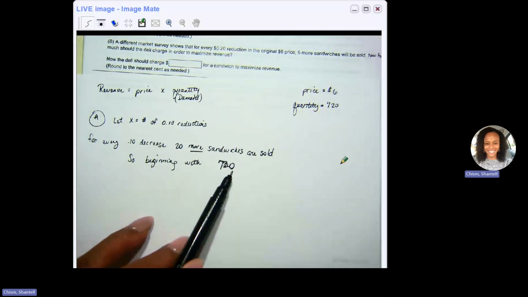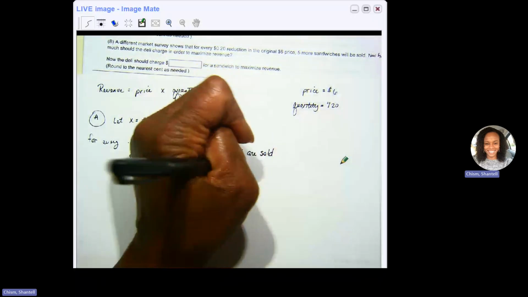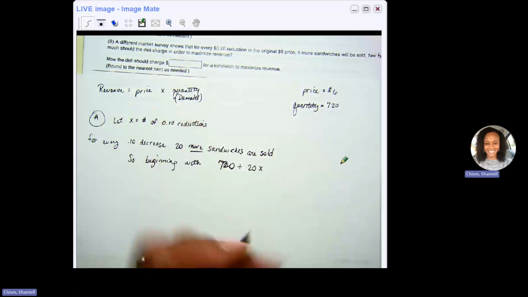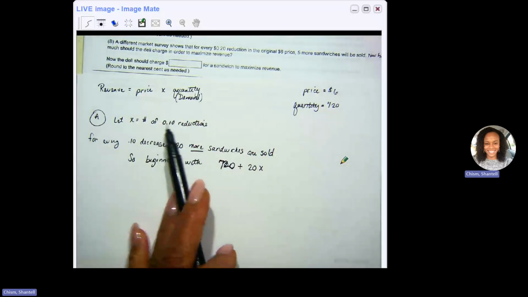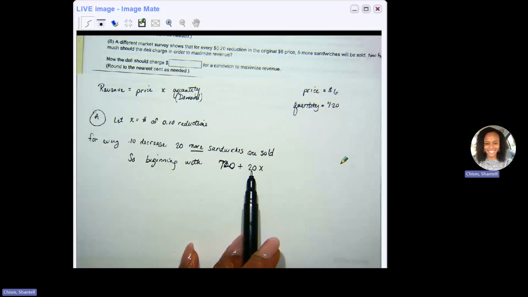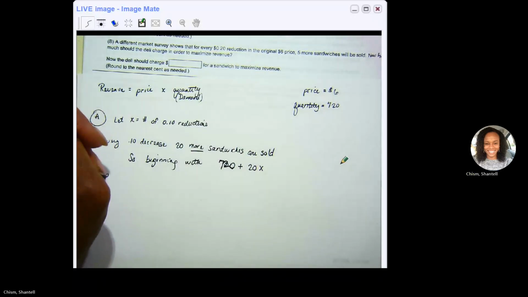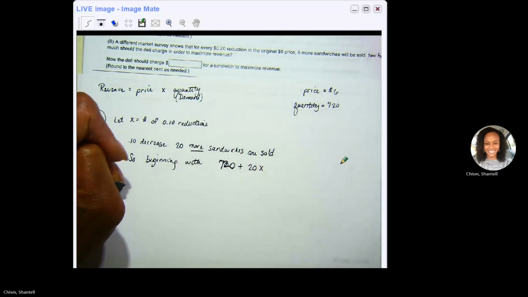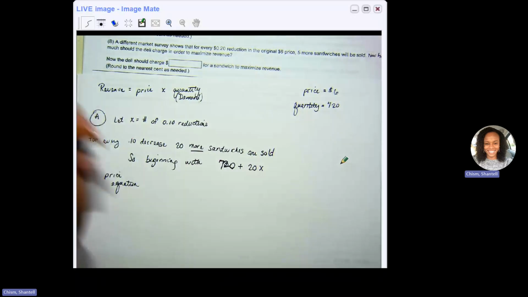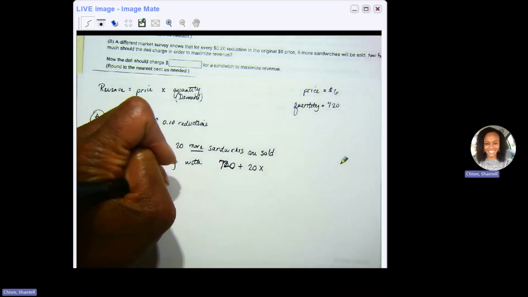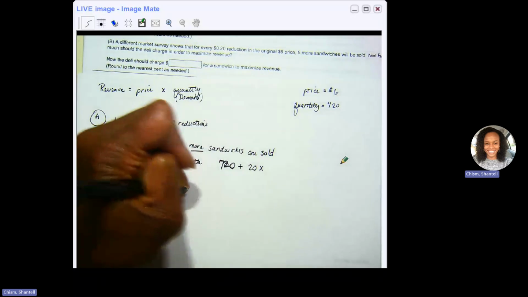So beginning with 720, we say plus 20 times X. So as X increases, as the number of reductions increases, 20 more sandwiches or so. Okay? So 20 more, as X increases, more and more will be added to that 720. So that would be our new equation based upon this context. 720, I'm going to rewrite it, plus 20x.